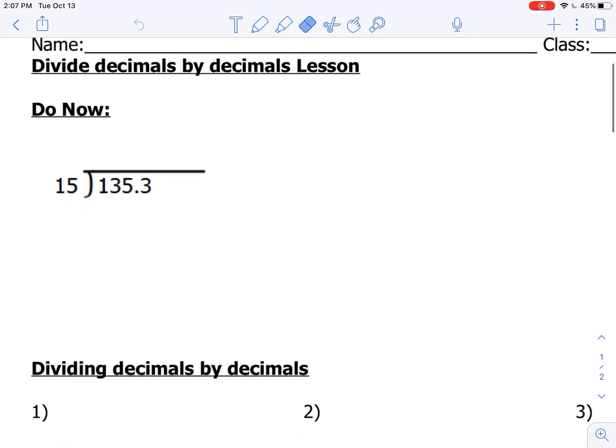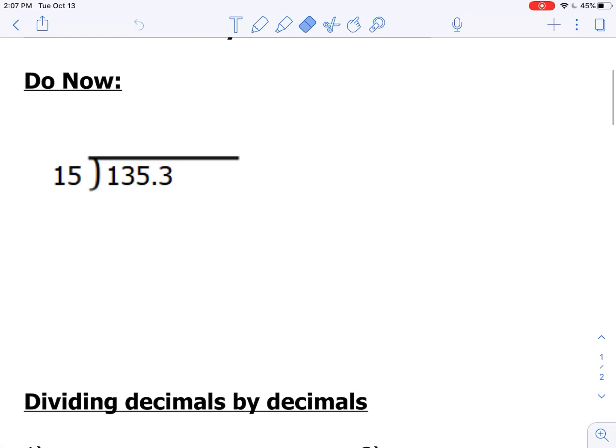Our do now, we want to divide 135 and 3/10 by 15. So let's start off, we can't make any groups of 15 out of 1. I'm going to put a placeholder above. Can't make it out of 13, I'm going to put a placeholder above. However, 15 can go into 135. I'm going to guess nine times because 15 times 10 is 150, and if I take one group of 15 away, that is 135.